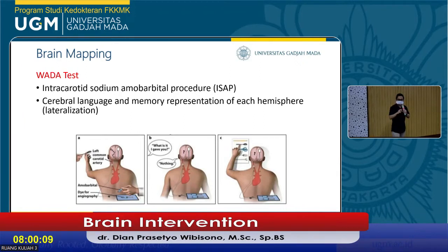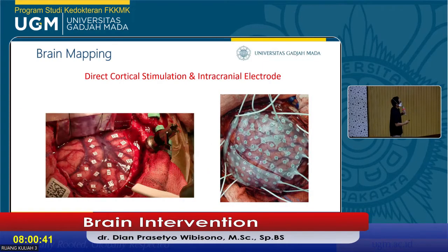So if we want to resect, remove some part of the brain parenchyma, parenkim otak diambil, we have to know which one is the dominant brain for language, because we don't want to remove part of the patient's brain that is for language. It will cause neurological deficit or decrease their quality of life. Okay, so this is the WADA test.